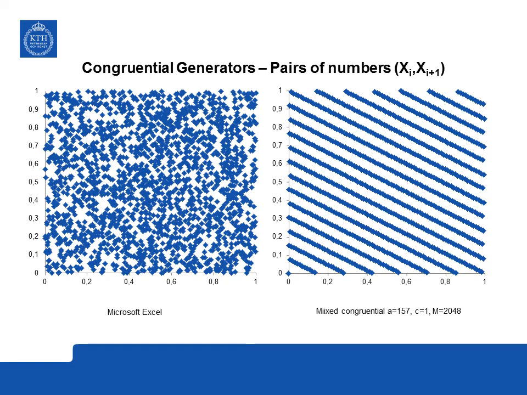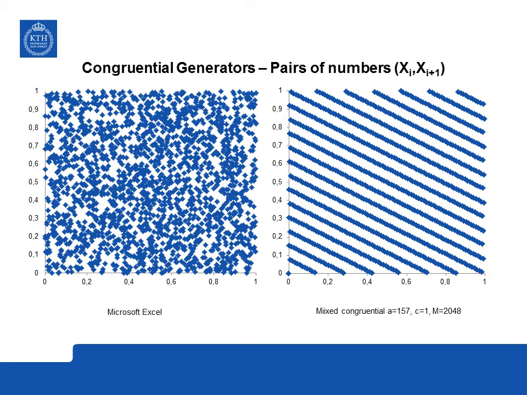So how do these generators perform? Let's have a look at a few examples and what can go wrong if we pick the A's and the C's in the wrong way, and what it looks like. In these two graphs I have plotted pairs of numbers, x_n and x_n+1, the two subsequent numbers in the cycle that's generated by these generators. On the left-hand side, I've plotted the generator used in Microsoft Excel, and as you can see, there's no particular pattern. It looks very random.